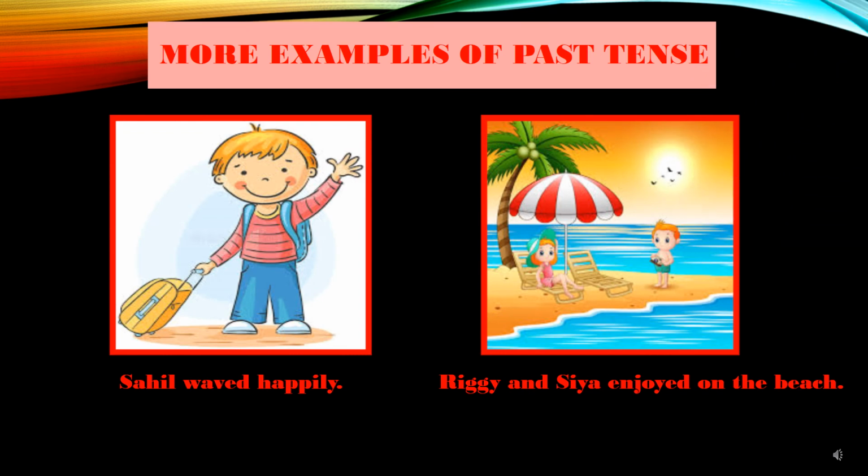So more examples of past tense are: Sahil waved happily. Sahil has gone somewhere and when he went, he waved at everyone very happily. Next picture is two children enjoying on the beach, and Riggy and Sia enjoyed on the beach. They went to the beach and they enjoyed themselves on the beach.